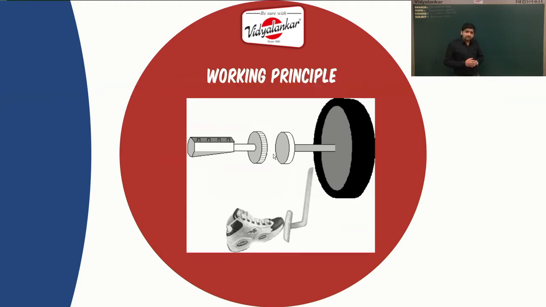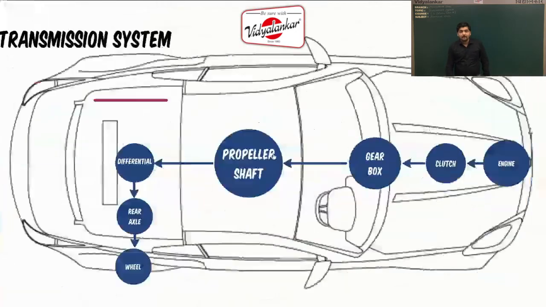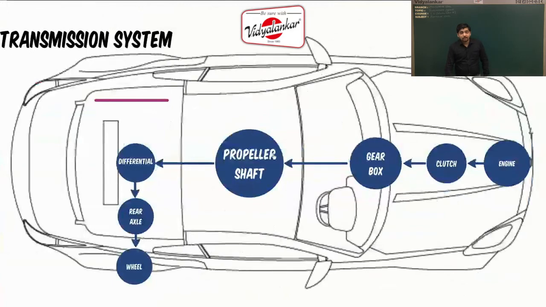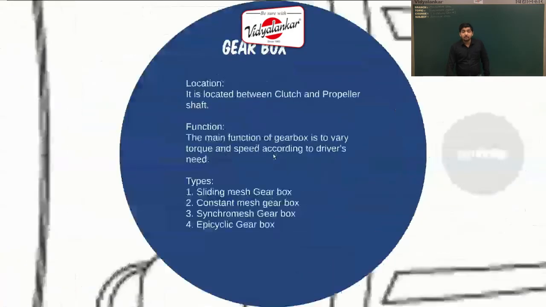Now there are three conditions where the clutch needs to be disengaged: first, while starting the car, second, while changing the gear, and third, while stopping the car. From the clutch, when it is in the engaged position, power will be transmitted to the gearbox. Now the gearbox is located between the clutch and the propeller shaft, and the function of a gearbox is to vary the torque and hence speed according to the driver's need.